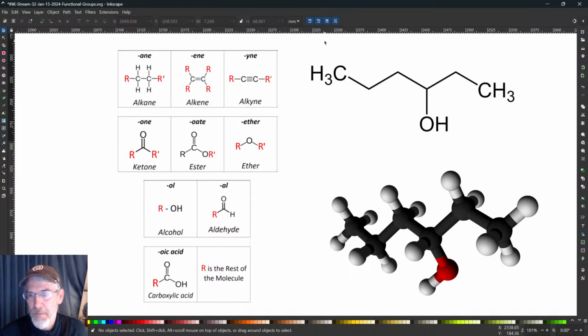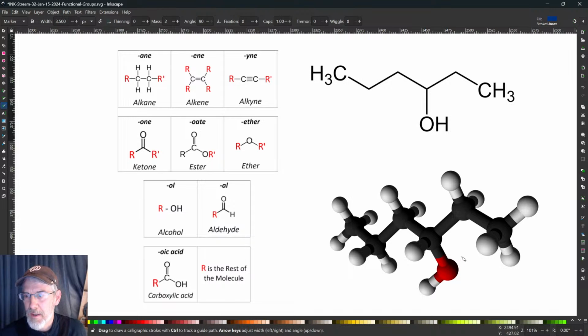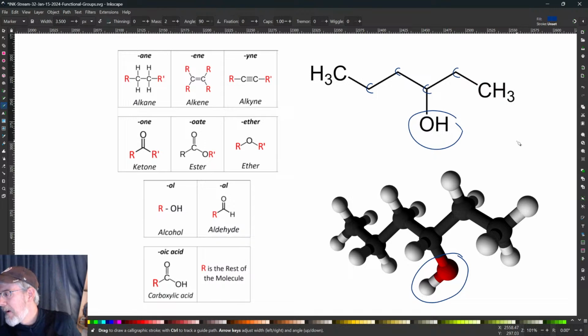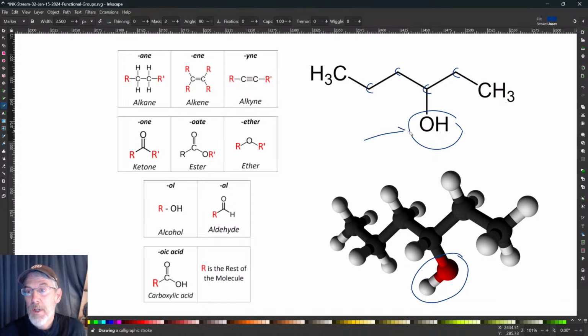I'm going to circle the functional group that you're trying to figure out here. Right here. And these are all carbons right here. So put that in the chat if you figure that one out. What is the functional group we're looking at right here? This one comes up all the time.